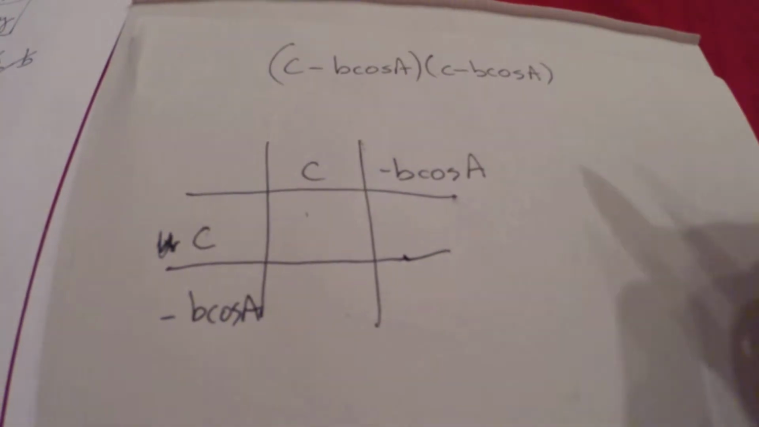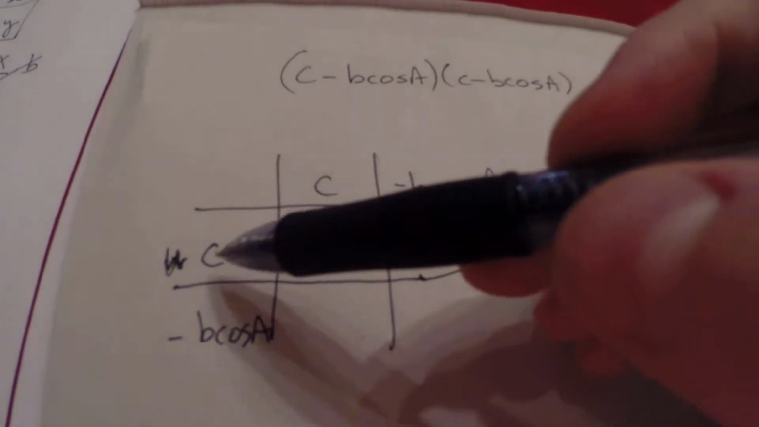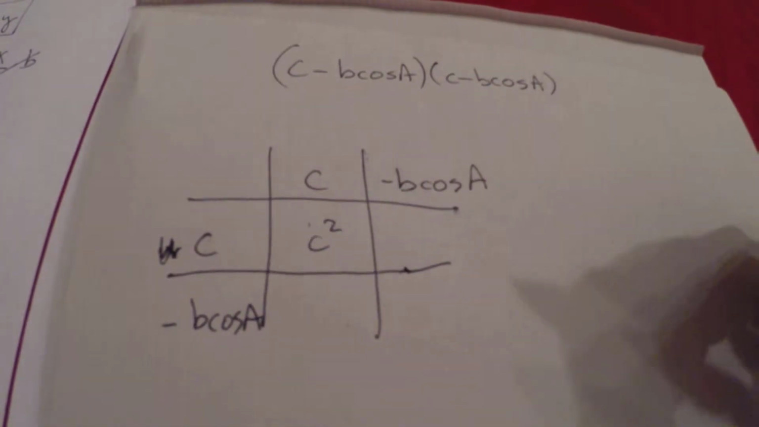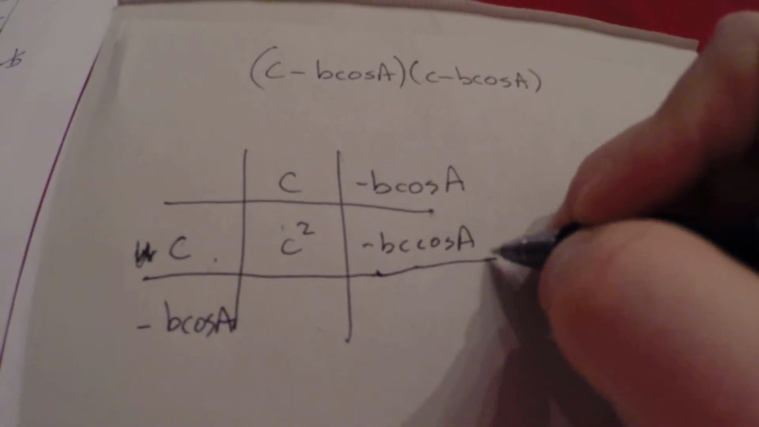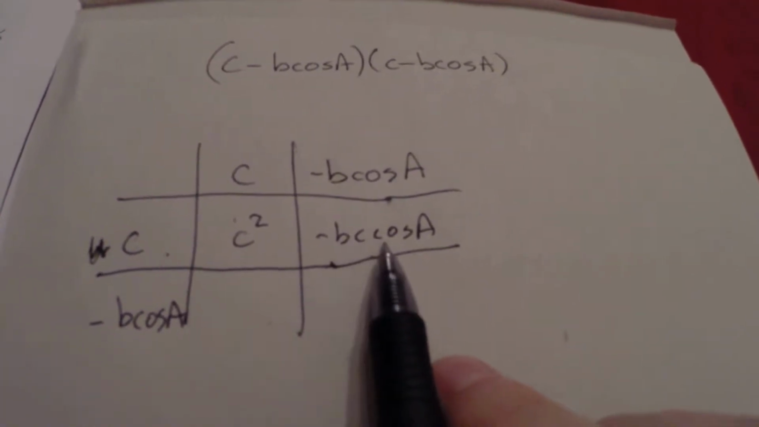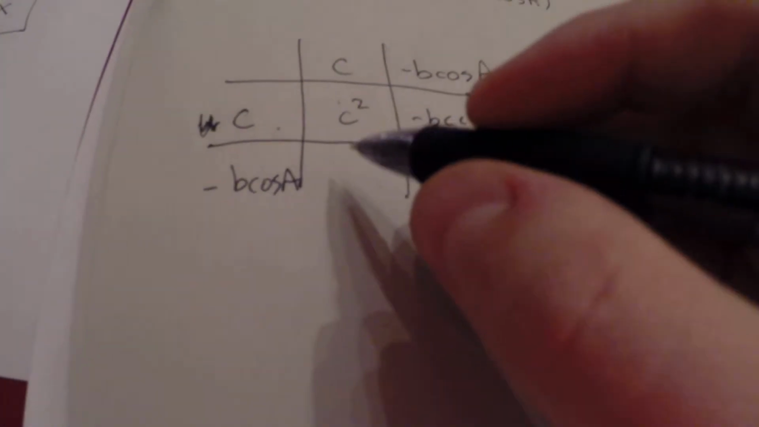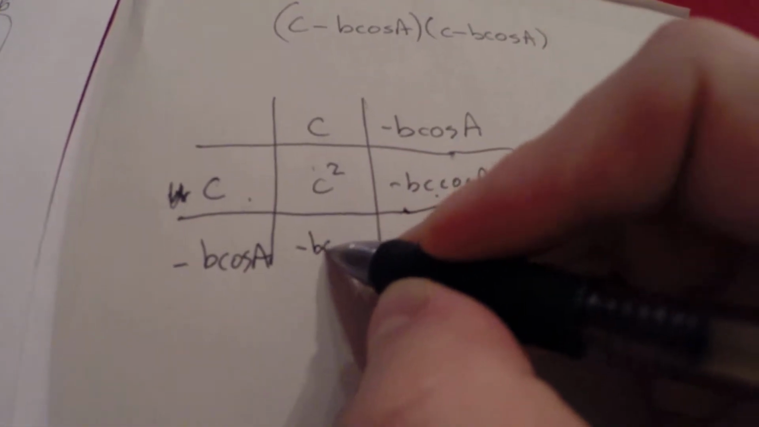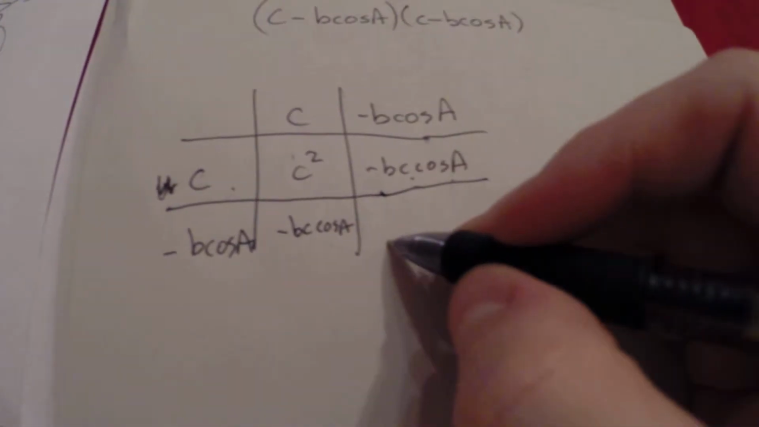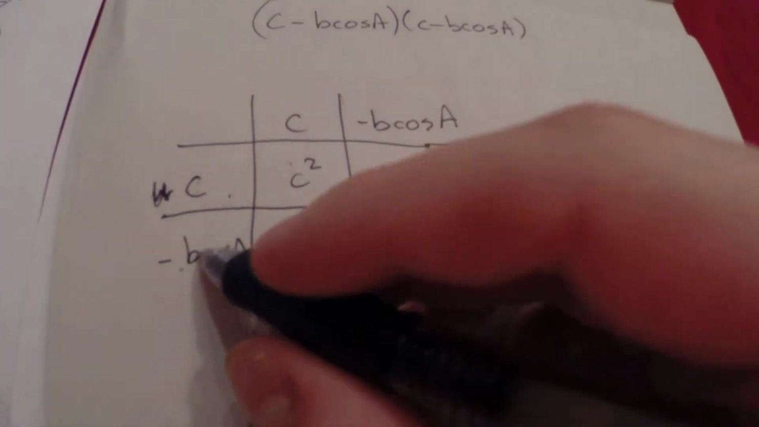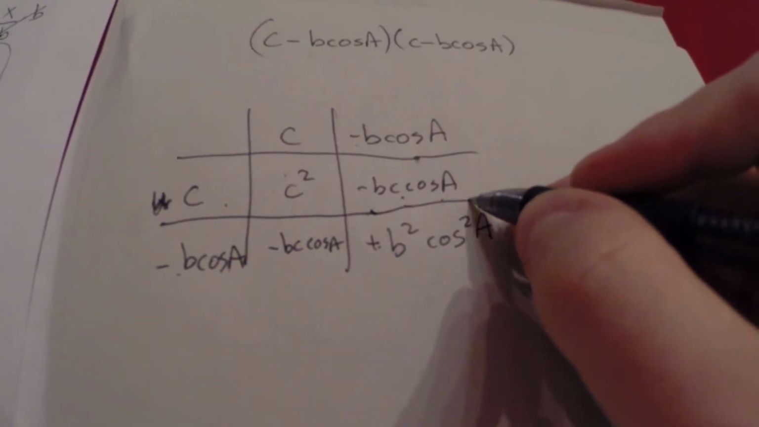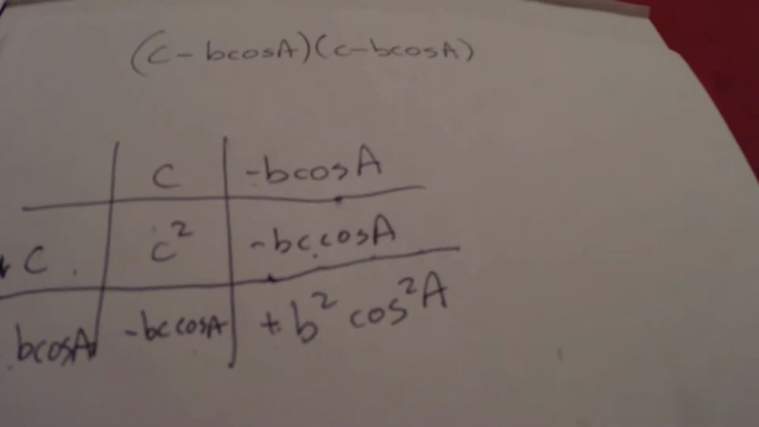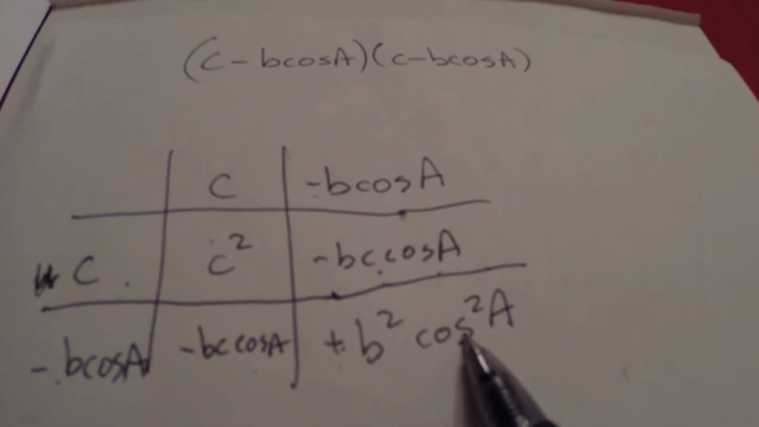So what you do when you do the box is just a way of organizing it. c times c is what? c squared. c times negative b cosine a is negative bc cosine a. By the way, note that this does not say bcc, it's bc cosine a. Same thing down here: negative bc cosine a. And the last part is positive, negative times negative is a positive: b squared, cosine a times cosine a, cosine squared a. Another note to make is some people were asking, why do I square cosine, but I don't square a?